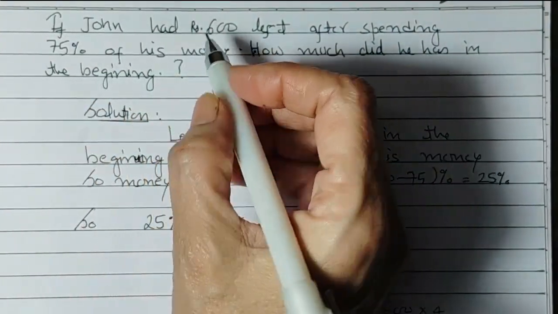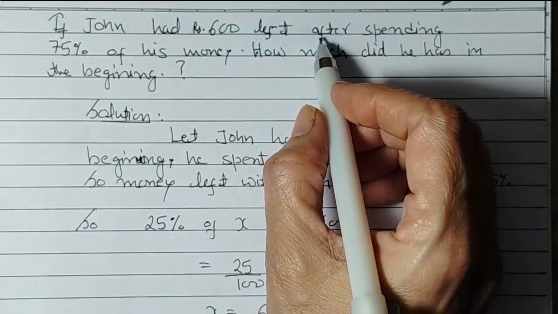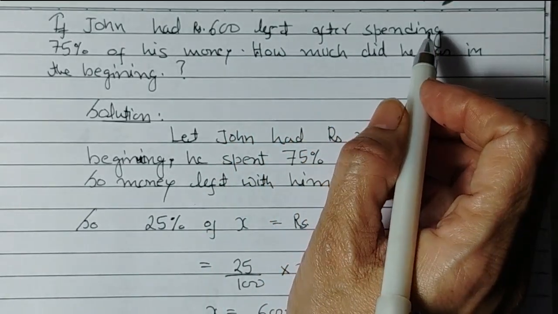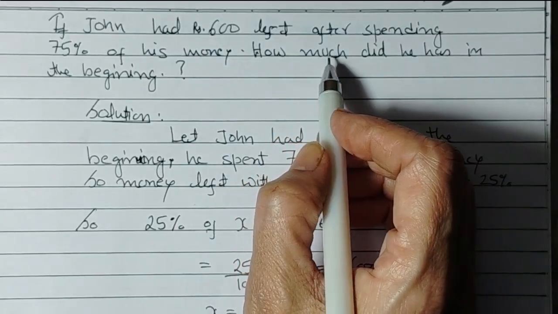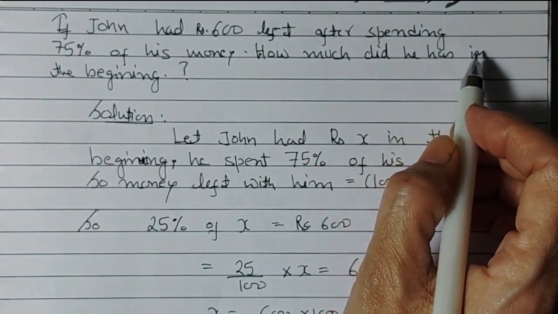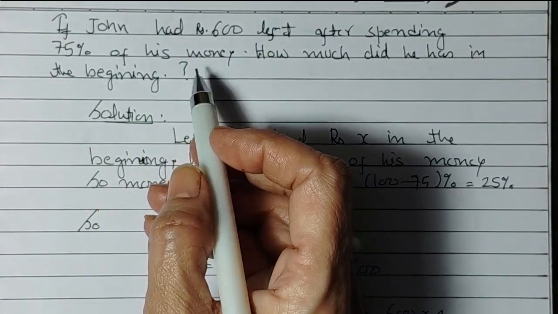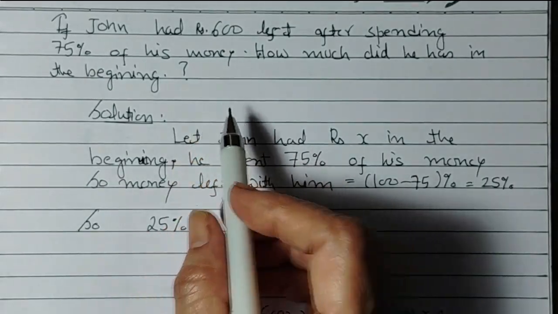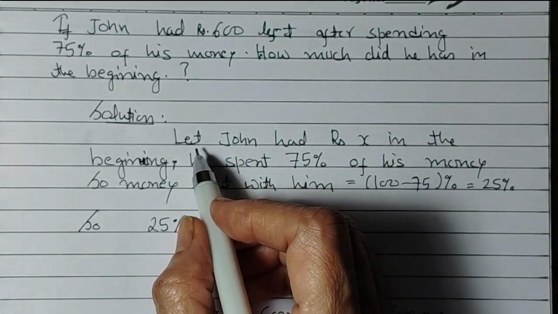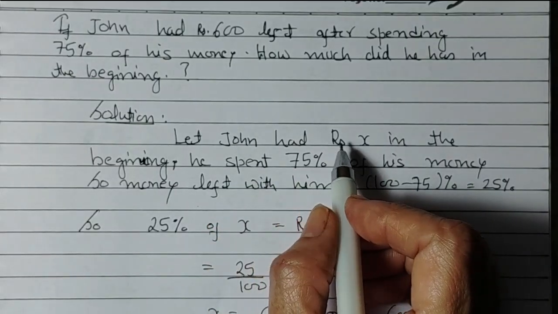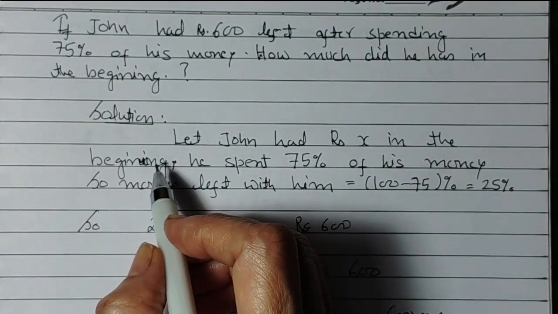If John had rupees 600 left after spending 75% of his money, how much money did he have in the beginning? So we have to calculate the remaining money. Solution is, let John had rupees X in the beginning.